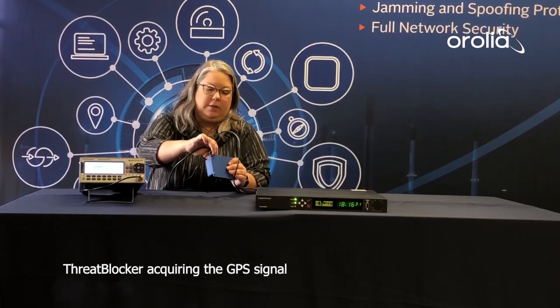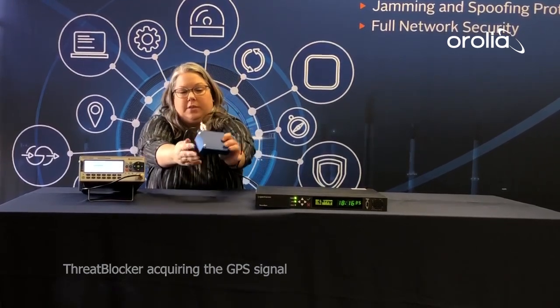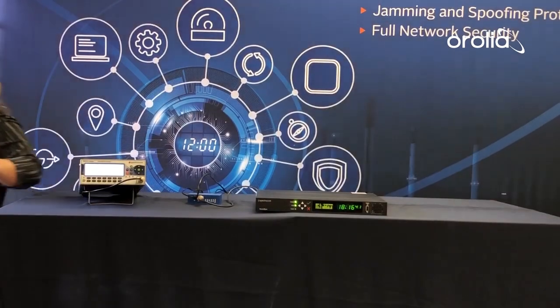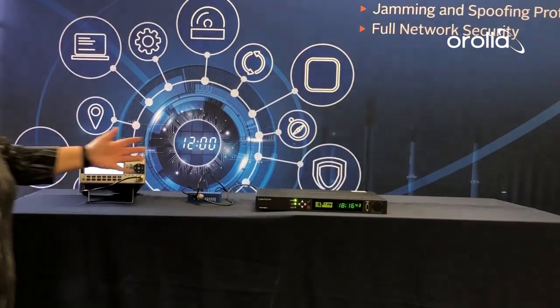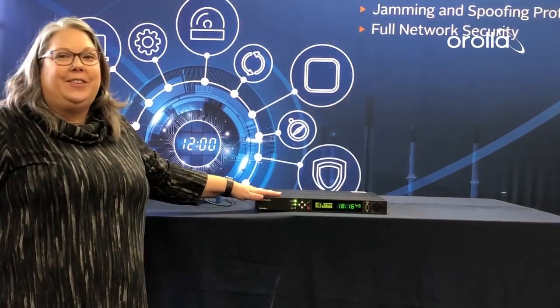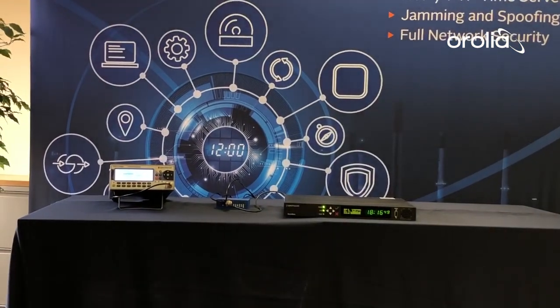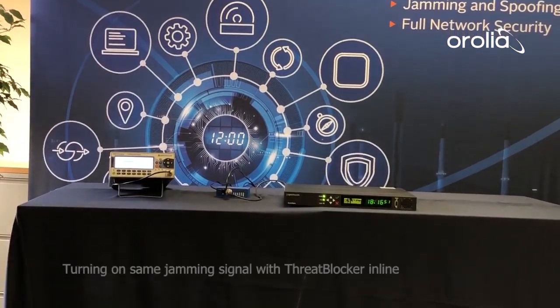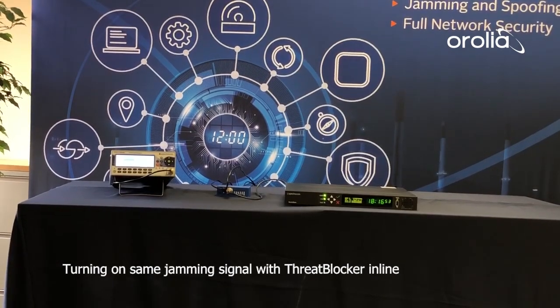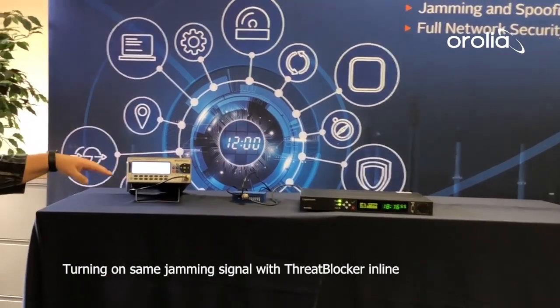So you have to let ThreatBlocker get a position and start reading the GPS signal as well, because I haven't had it on GPS this whole time. So it should just take a couple seconds for that. And then we have to give SecureSync a moment. It's faster than me, even walking around here. It's ready to go already. So basically I'm just going to run the same thing again. I'm just going to turn that same jammer signal on and see what happens now that I have ThreatBlocker in line.